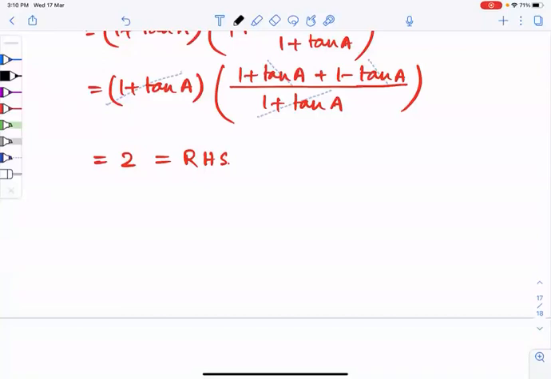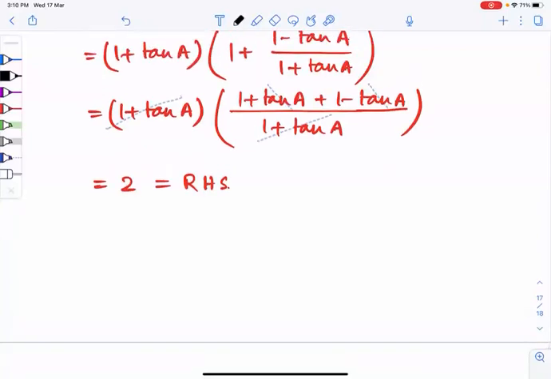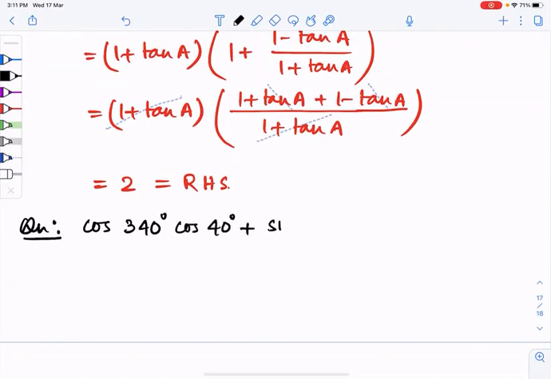Let's take one more question here. Simple question. Find the value of cos 340 degree into cos 40 degree plus sin 200 degrees into sin 140 degrees. You have to find the value of this.